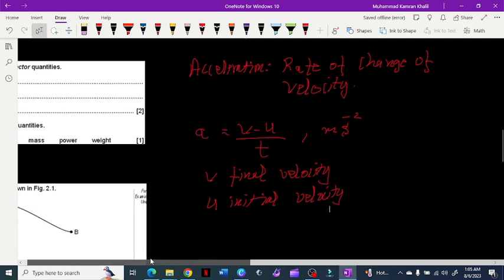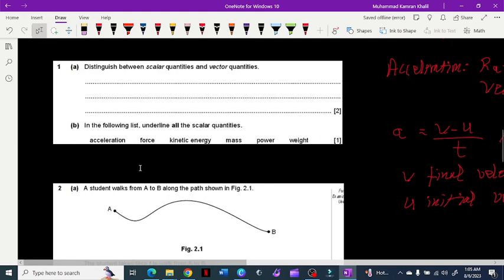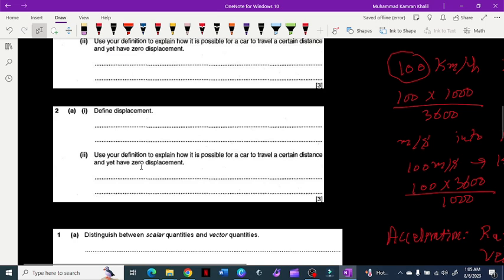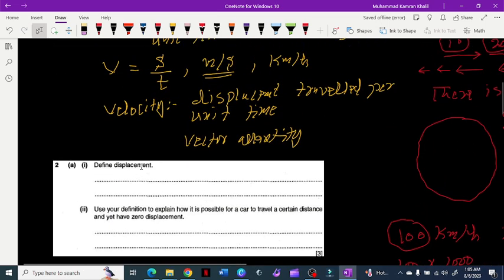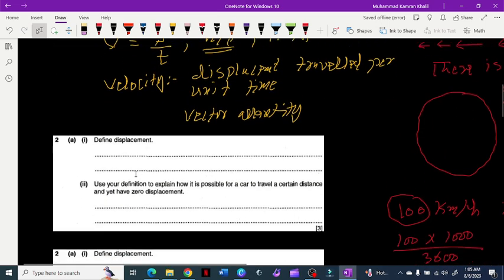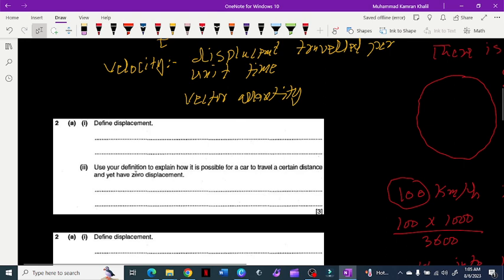Okay, now we will move towards the questions which I have copied from the past paper. So what is the displacement? The shortest distance between 2 points in a particular direction, that is called as the displacement.